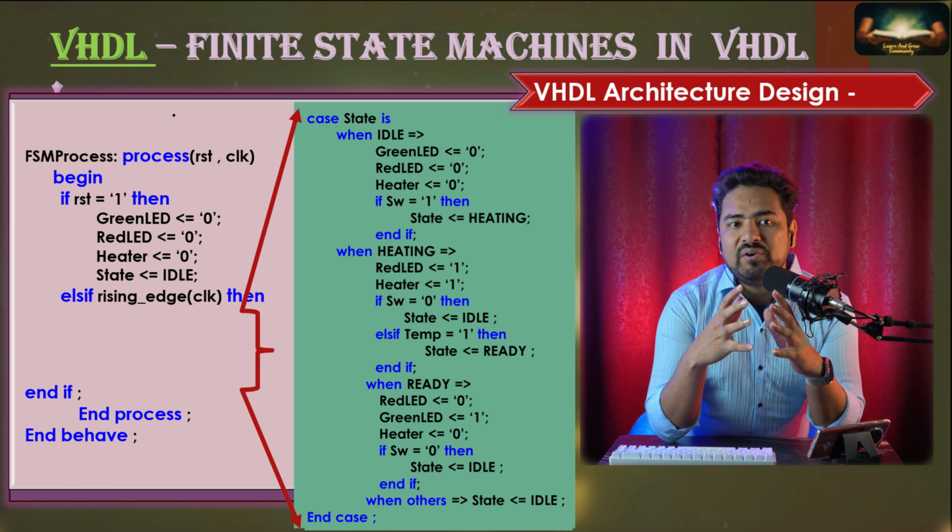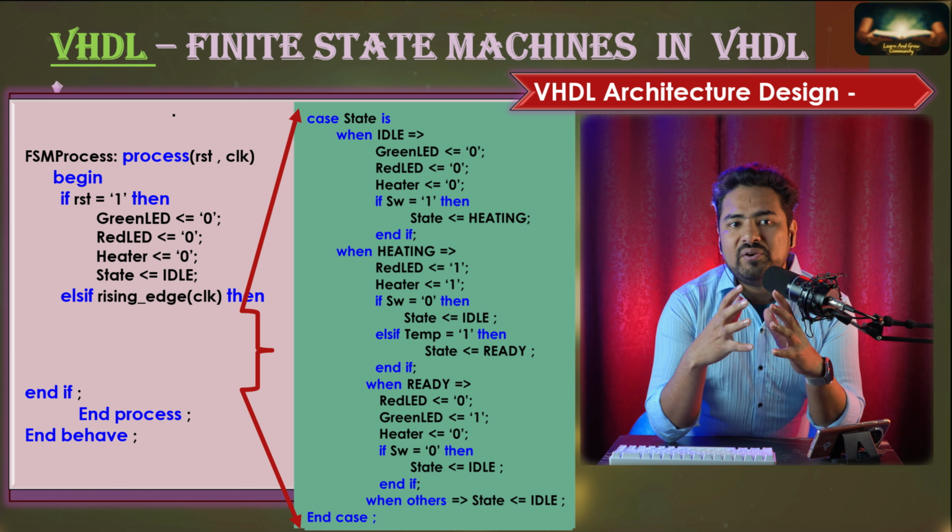FSM process: process (reset, clock) begin. If reset equals 1, then green LED gets the value of 0, red LED is 0, heater is 0, and state is idle. Else if rising edge of clock, then. Now we will write our state machine from the rising edge of clock so that everything is synchronized with timing and clock cycles. So we have this condition: else if rising edge of clock, then.